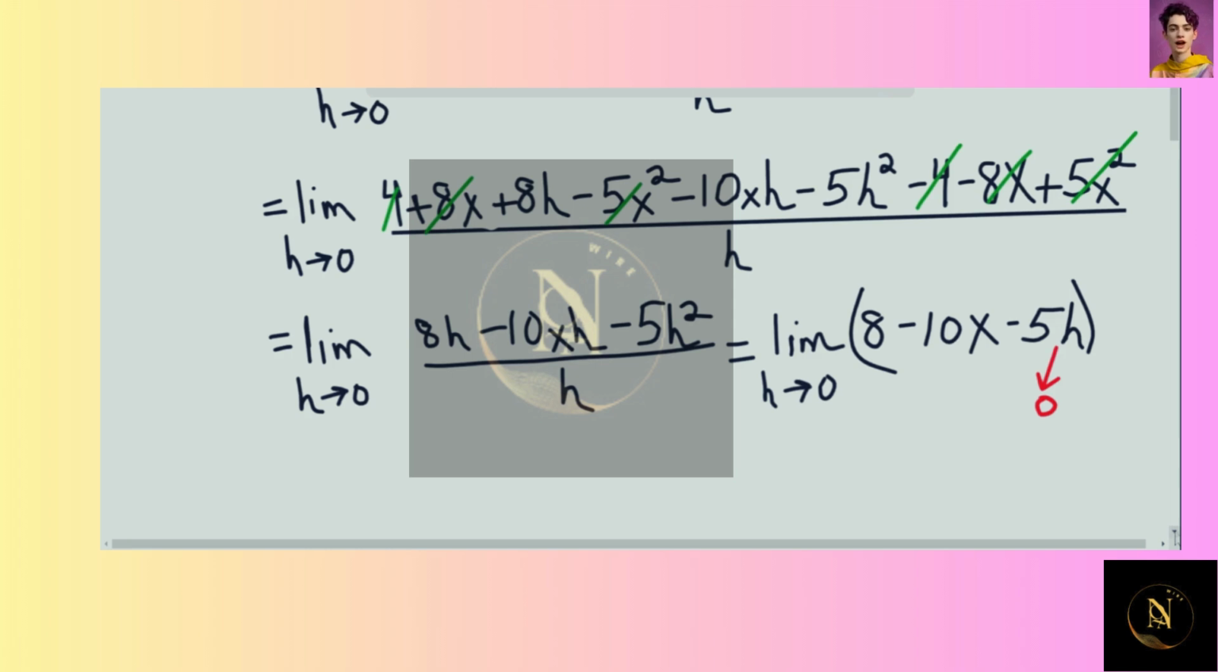The limit of this expression as h approaches 0: since this term here will approach 0, we're left with 8 minus 10x. So f prime of x, the derivative of our function f of x, equals the limit of this expression as h approaches 0, which is 8 minus 10x. So there is f prime of x.